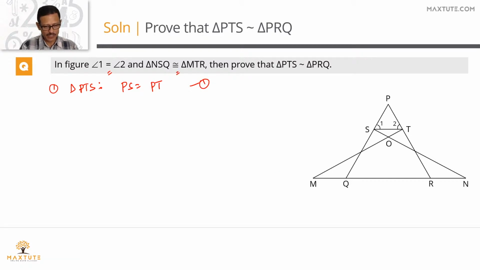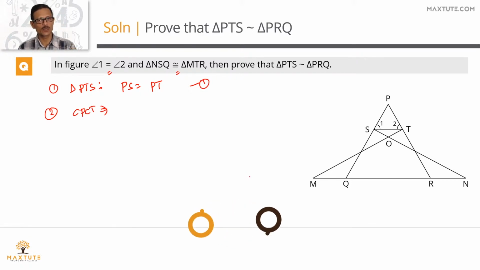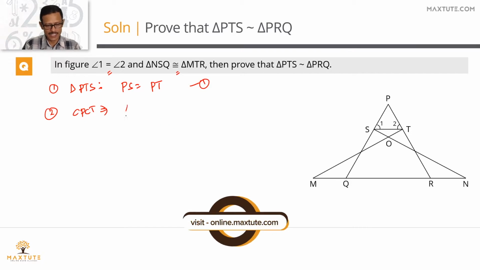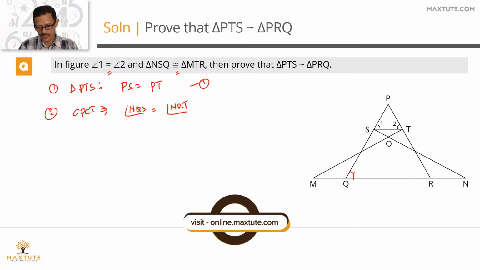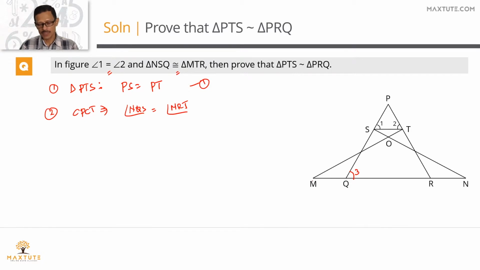Let's go to the second information given, that's step number 2. They've said two triangles are congruent triangles. Congruent triangles, we know corresponding parts of congruent triangles are equal. So by CPCT, I am going to establish two angles to be equal. Which two angles? I'm going to pick angle NQS. Angle NQS is equal to angle MRT. Let's mark those, right? Angle NQS, this is that angle. I'll call it angle 3. And angle MRT, so this I'll call angle 4. So angle 3 is equal to angle 4.